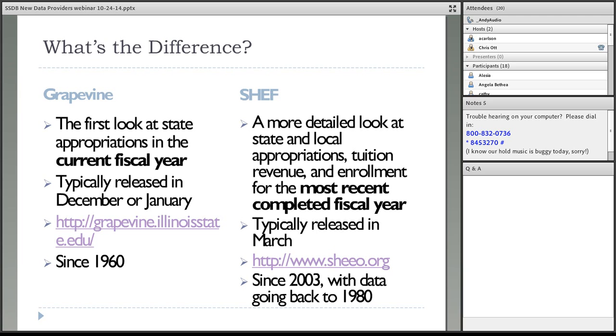And we try to release that. It's handled by Illinois State University, and they release that in December or early January. And that data goes back to 1960. That's a project that they've been handling since 1960.